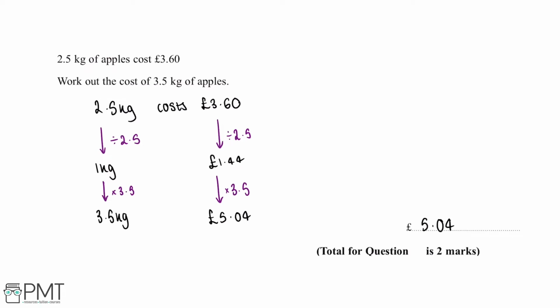Now this question's worth 2 marks. We'll get our first mark for working out the price of 1 kilogram of apples, and our second mark for timesing this value by 3.5 to work out the cost of 3.5 kilograms of apples.